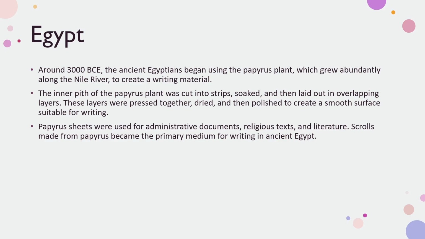Around 3000 BCE, the ancient Egyptians began using the papyrus plant, which grew abundantly along the Nile River, to create a writing material. The inner pith of the papyrus plant was cut into strips, soaked, and then laid out in overlapping layers. These layers were pressed together, dried, and then polished to create a smooth surface suitable for writing. Papyrus sheets were used for administrative documents, religious texts, and literature. Scrolls made from papyrus became the primary medium for writing in ancient Egypt.